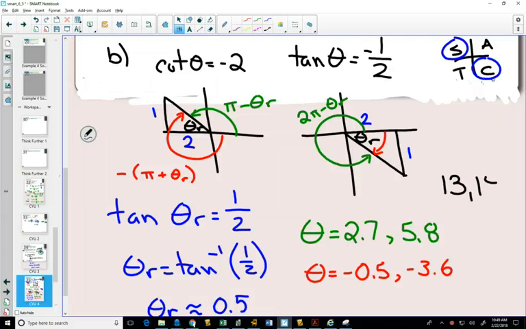Questions for practice are 13 and 14. So we get 4 answers, 2 in the positive direction and 2 in the negative direction.